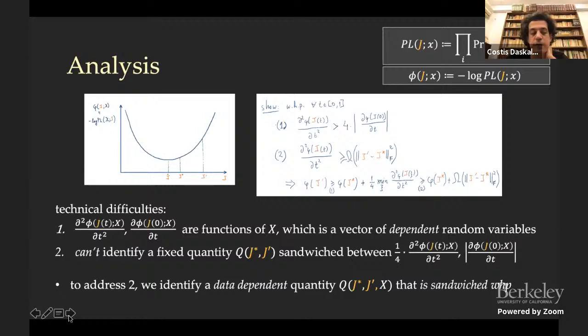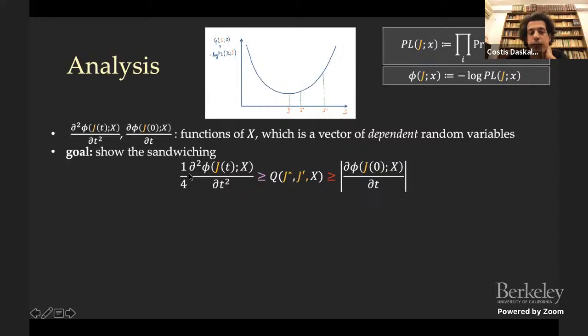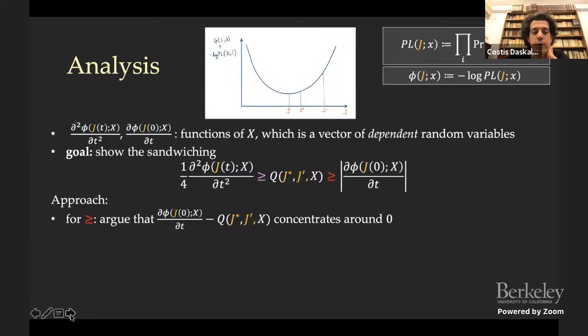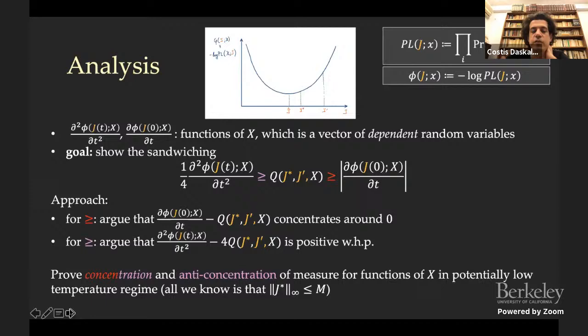So this is what we want to do. And the way we do that is, to prove the red one, we argue that the difference of this from that concentrates around zero. To argue the purple one, we argue that the difference of this from that is positive with high probability. And that is where concentration and anti-concentration of measure for functions of X, which is a vector of dependent random variables, will come into play.